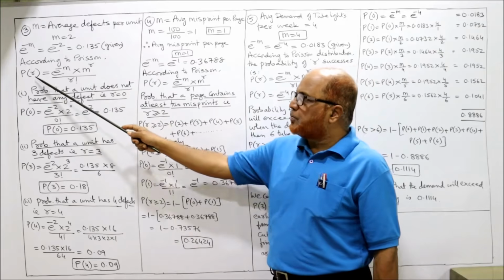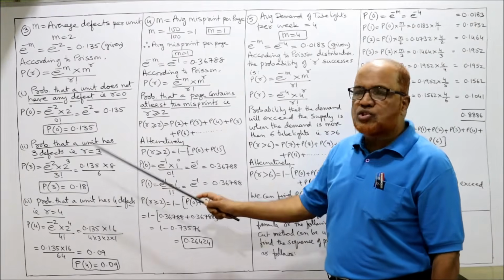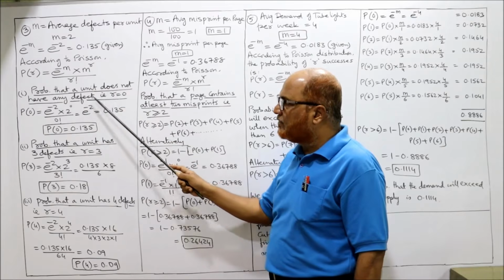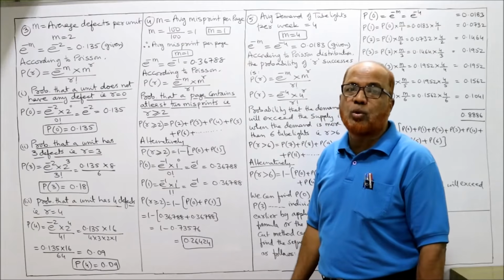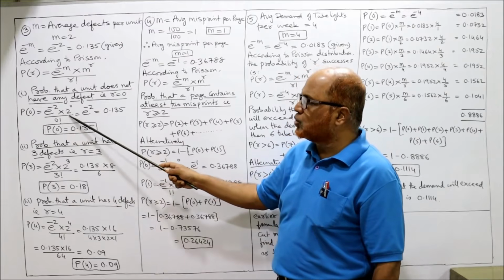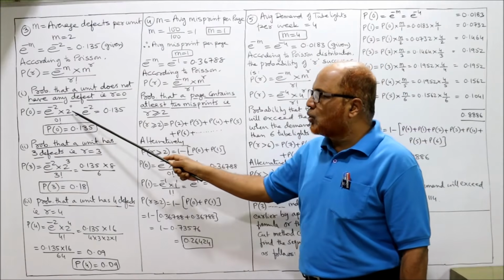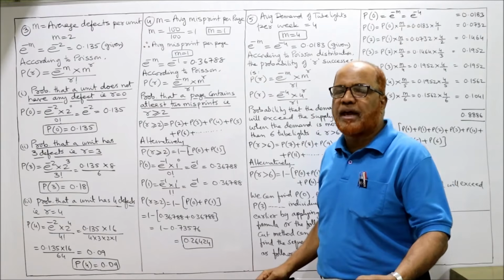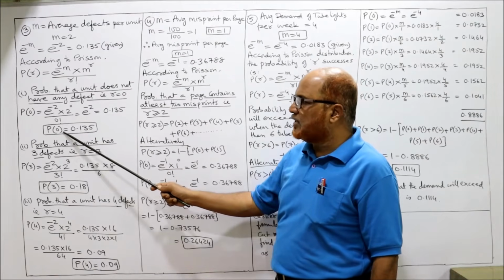Now, according to the Poisson distribution, P of r is e to the power of minus m into m to the power of r by r factorial, as usual. Now, 3 questions are asked. The first question: the probability that a unit does not have any defect, that is r is equal to 0. No defect, so r is equal to 0. Substitute: P of 0 is equal to e to the power of minus 2 into 2 to the power of 0 by 0 factorial. E to the power of minus 2 is 0.135. 2 to the power of 0 is 1 and 0 factorial is also equal to 1. When you multiply anything with 1, you get the same value. So P of 0 is 0.135.